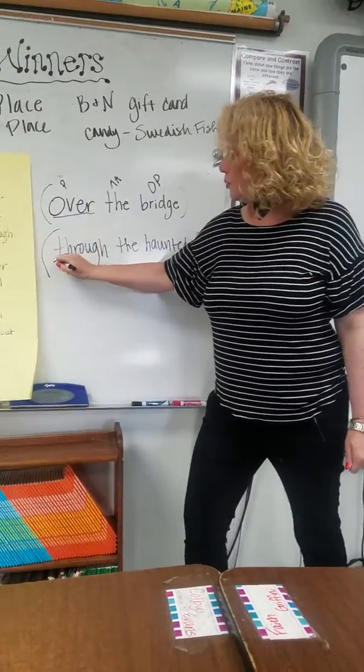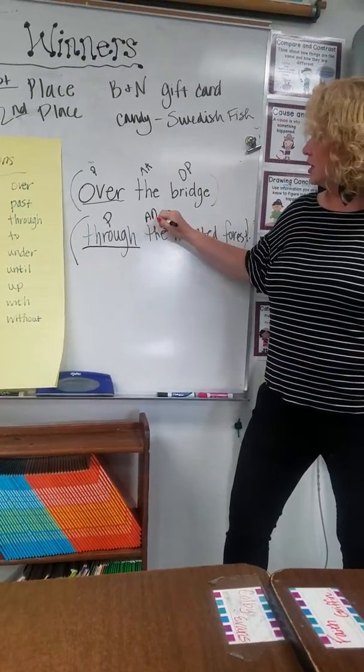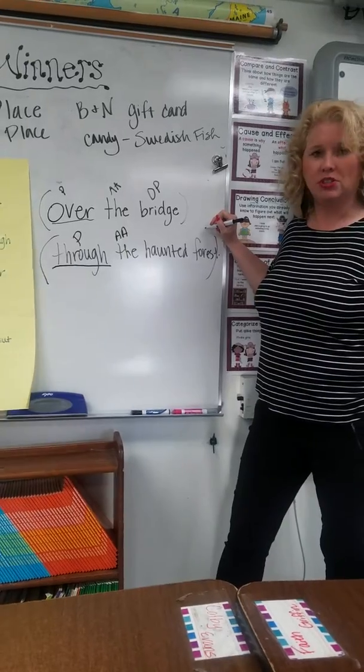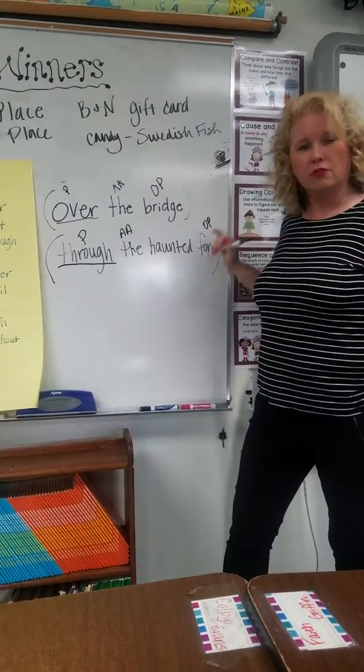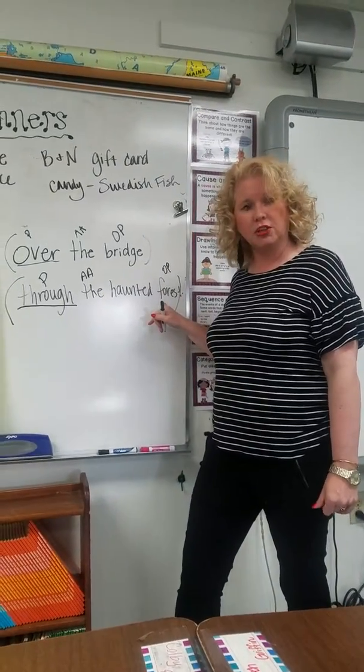Okay, on this over here, we have a preposition. It's through. We follow it with an article adjective. Over here is my object of the preposition, through the haunted forest. Forest is my object of through. So it's the OP, the object of the preposition.